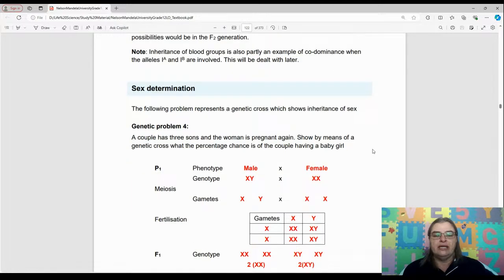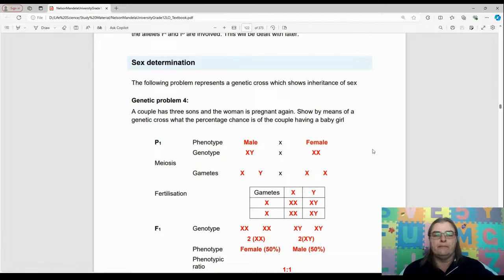Right, okay. The next problem or genetic scenario that we sometimes get in the exam is sex determination, whether offspring will be male or female. This is obviously not in plants, but in animals and humans. So we have a problem here that we can work through. A couple has 3 sons, and the woman is pregnant again. So show by means of a genetic cross what the percentage chance is of the couple having a baby girl.